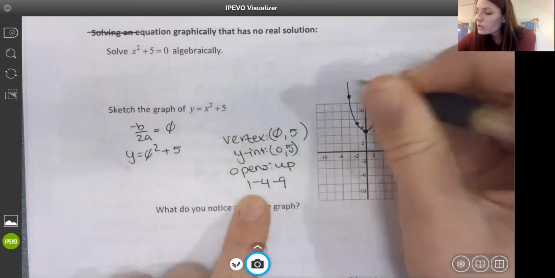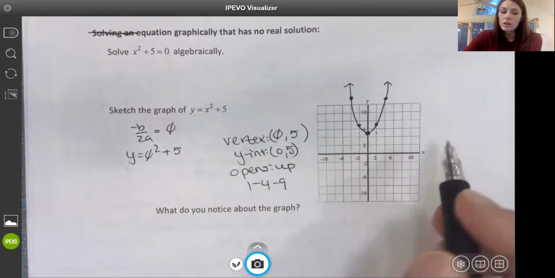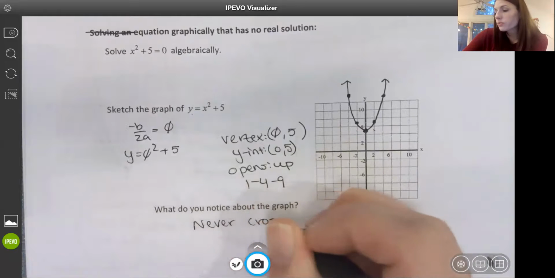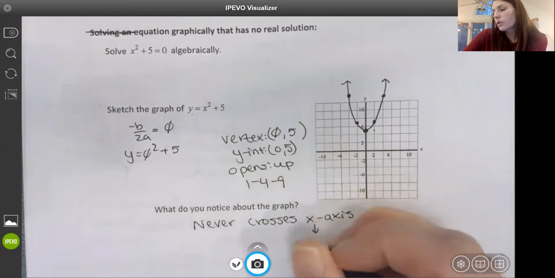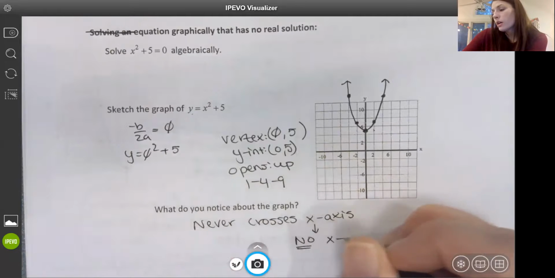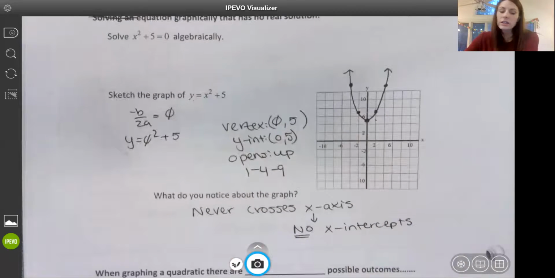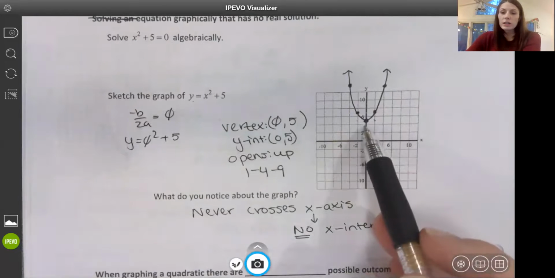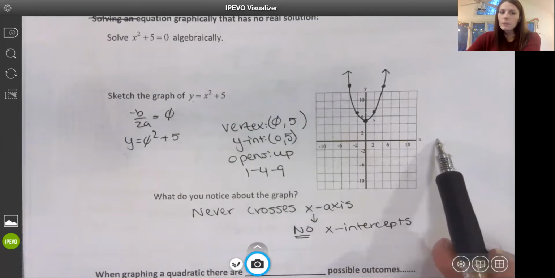Now, if the solutions for our quadratic are x-intercepts, notice it never crosses the x-axis, okay? Or there are no x-intercepts. It never crosses the x-axis. It's never going to cross the x-axis because it's going up. It's never going to go below where our vertex is, which is floating above this axis anyway, okay?